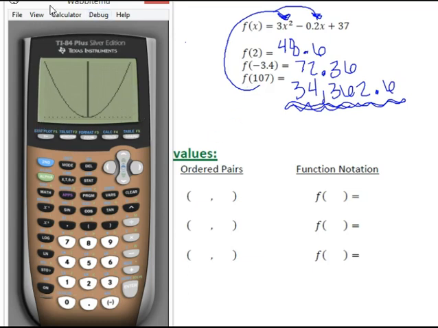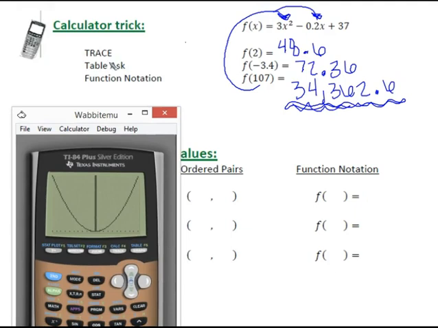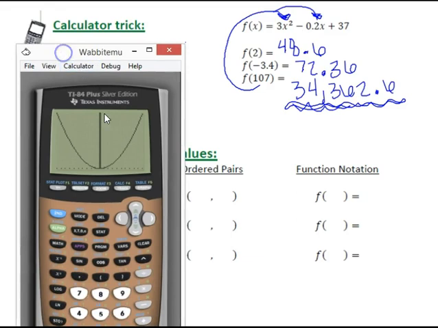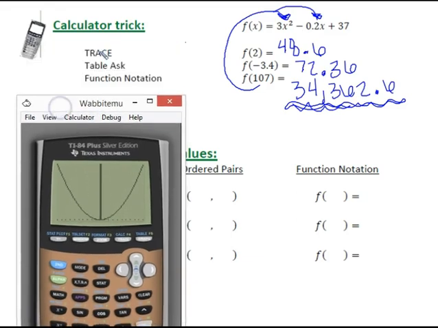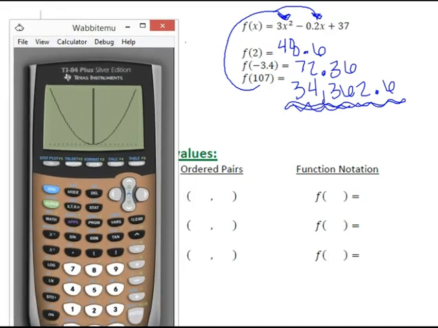So the trace option and the table ask options are very useful as long as you're using them correctly. The function notation of always just plugging it in will most likely be the best way for you to go. But just in case, we're going to be talking about a lot of graphs this year, I want you to be familiar with how to use the trace and table ask options.